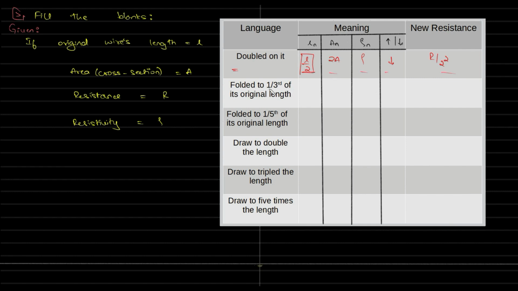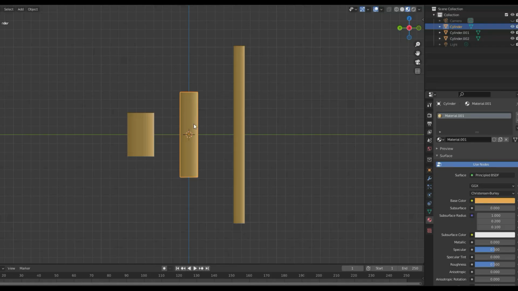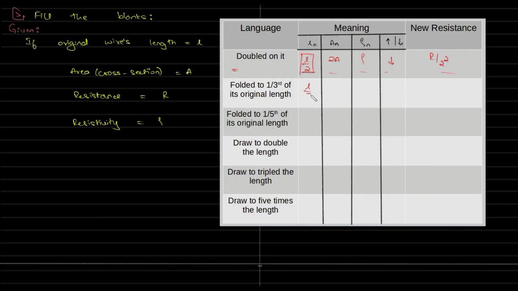If I fold the wire to 1/3 the original length, it will be 1/3 this entire length. If this is 6 centimeter, this entire length is 2 centimeter. So 1/3 the original length. The area of cross section will increase by 3 times, while the resistivity will remain the same, and the resistance, of course, will reduce by 9 times, 3 square times.